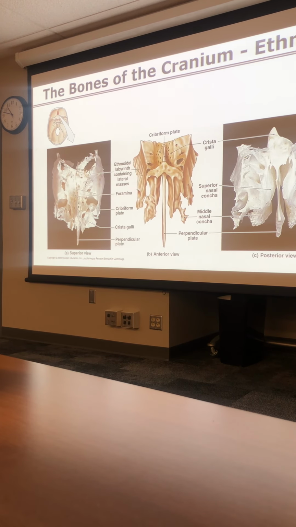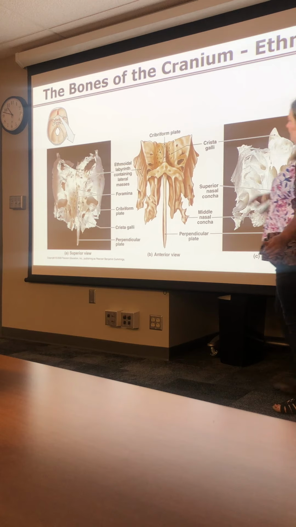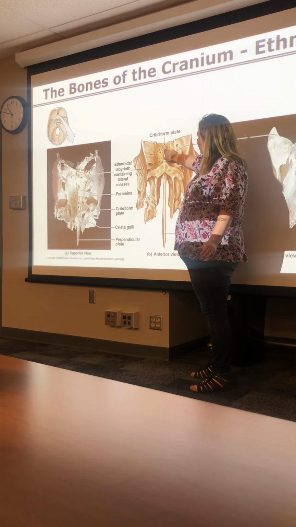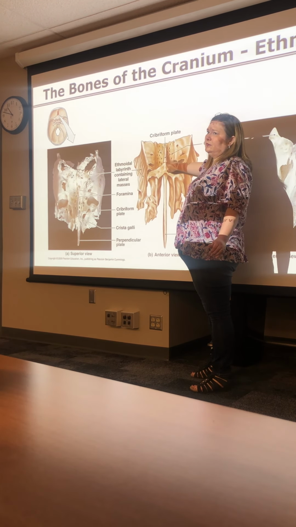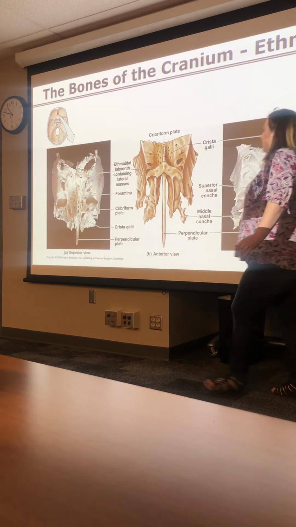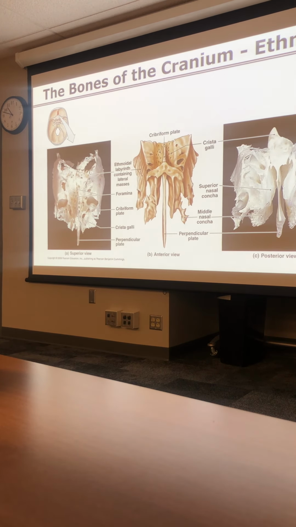At the center of the cribriform plate is this little ridge of bone called the crista galli. The crista galli. This is important because a fold of the dura mater is going to attach here that we'll talk about later.